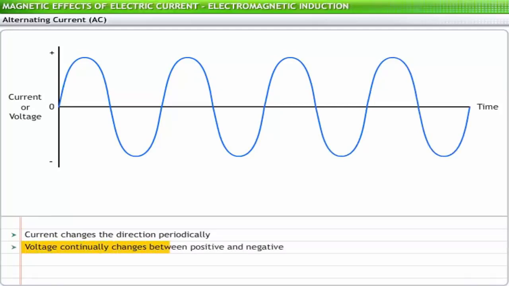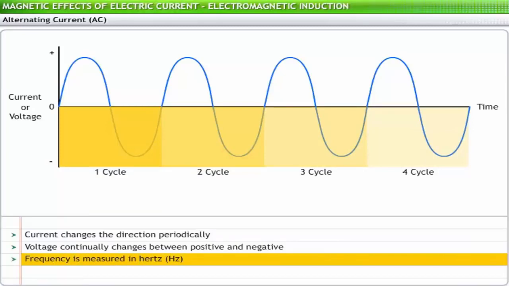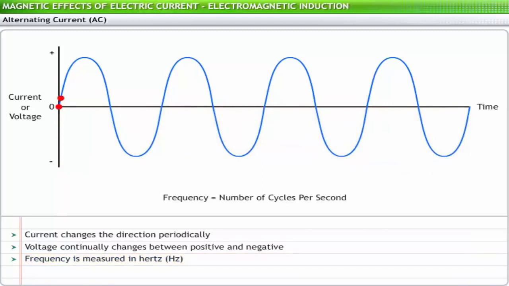An AC voltage is continually changing between positive and negative. The rate of change in the direction of the current is called the frequency of the alternating current. It is measured in Hertz, that is, the number of cycles per second. The increase in value from 0 to the positive maximum, then the decrease back to 0, then the further increase to the negative maximum, and the decrease back to 0 is counted as one complete cycle.